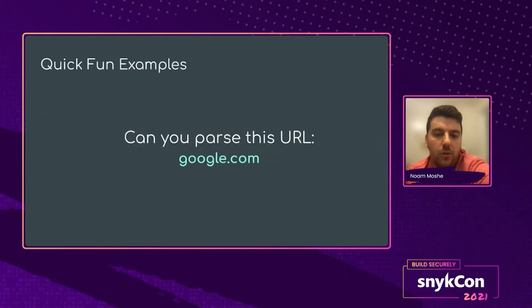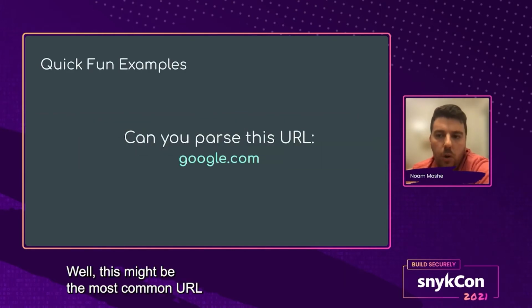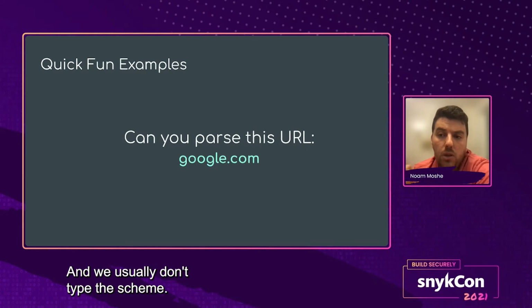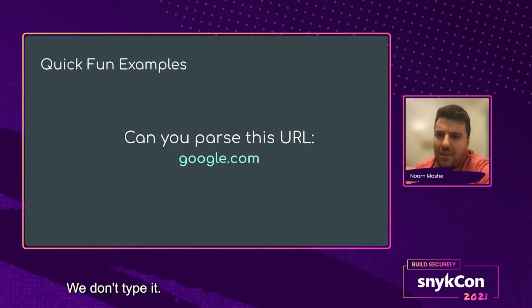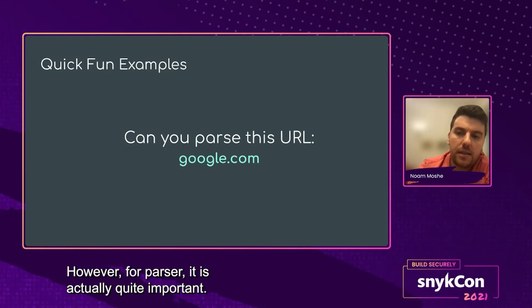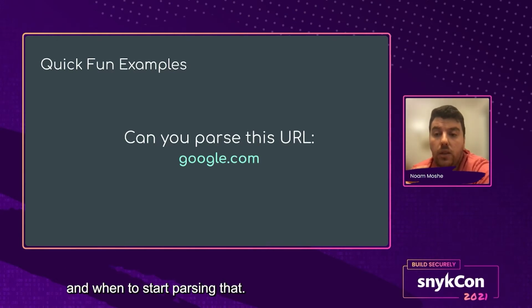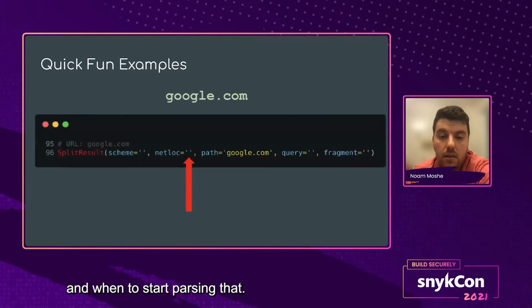Take a look at this URL, google.com. Well, this might be the most common URL we are regularly typing. We usually don't type the scheme, we don't have time for it, we don't use it. However, for a parser, it is actually quite important. They are using the scheme to know how to parse the URL and when to start parsing it.